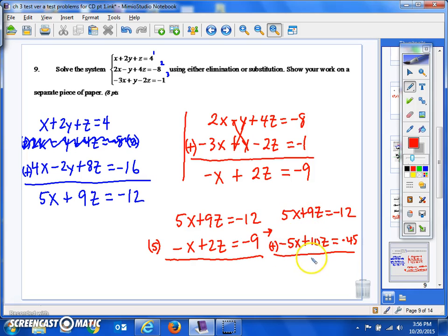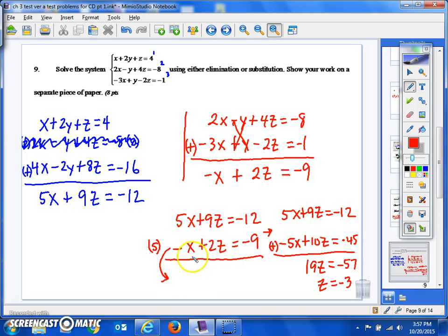So 9 plus 10 is 19z, and negative 12 plus negative 45 is negative 57. So we get our first variable, z is negative 3. To find the next variable, now that I've found one variable, I'm going to pick out an equation that has two variables. It really doesn't matter which one you choose. Maybe this one.